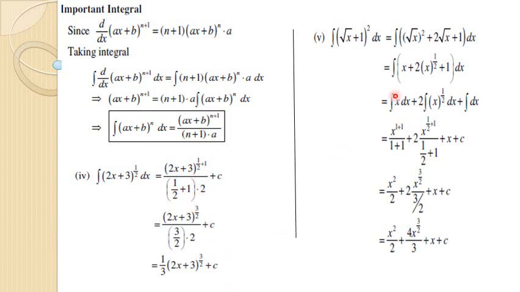Now part 5, a plus b whole square, which simplifies to a square plus 2ab plus b square. This is the simplified form, and then apply the power rule. You can see.